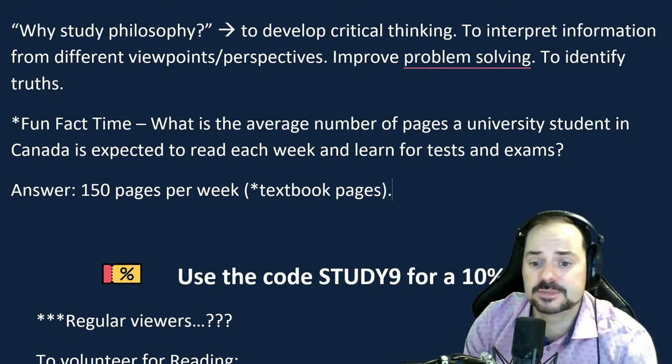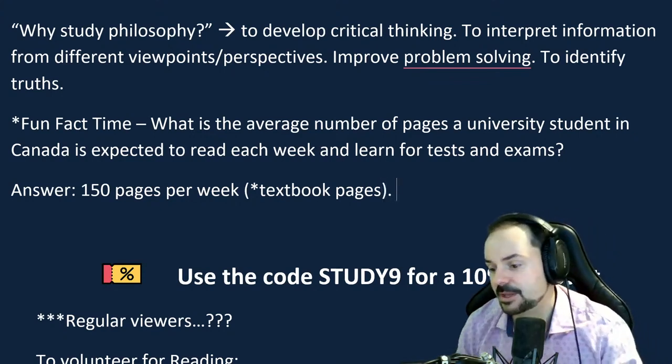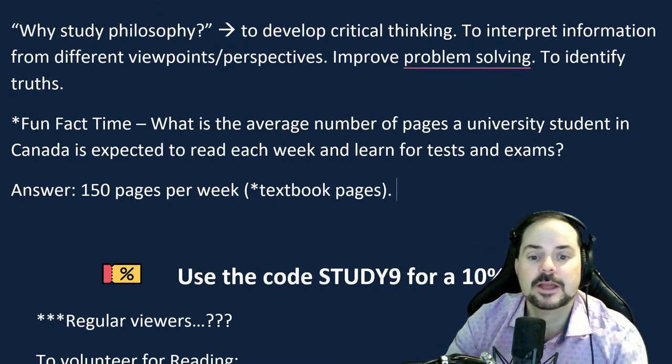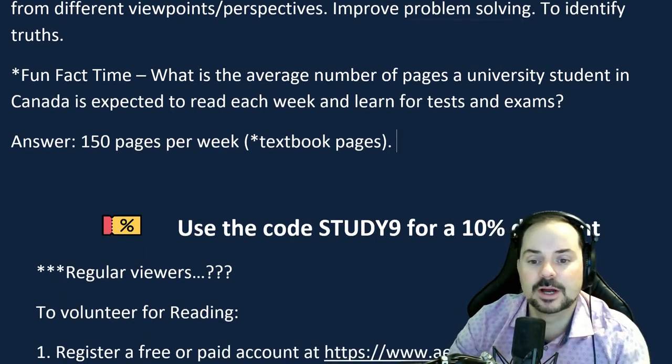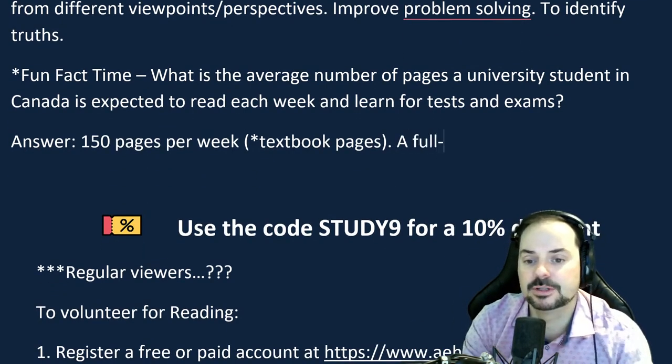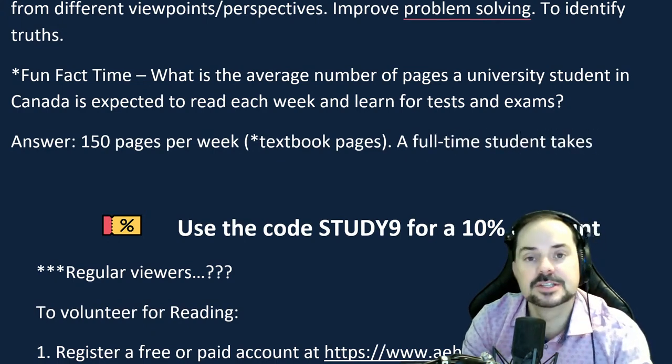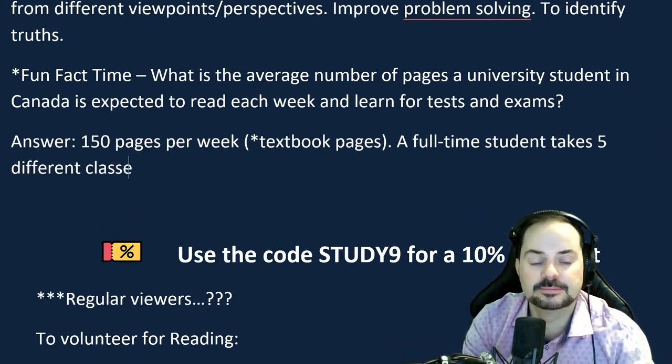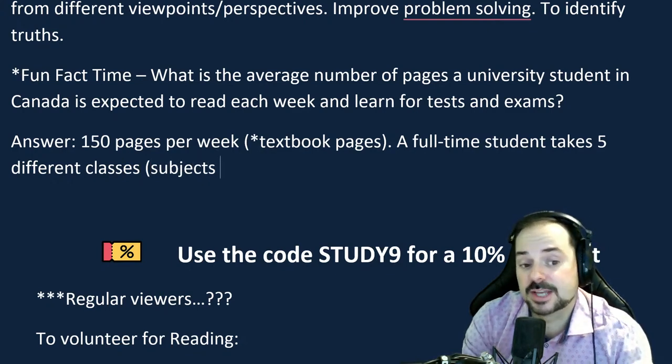There's a very simple explanation for this. You're probably like, how do you know this? Okay, so the reason why is because a full-time student takes 5 classes. That's considered your 5 different classes per week. Subjects, sorry, I should say in a semester.